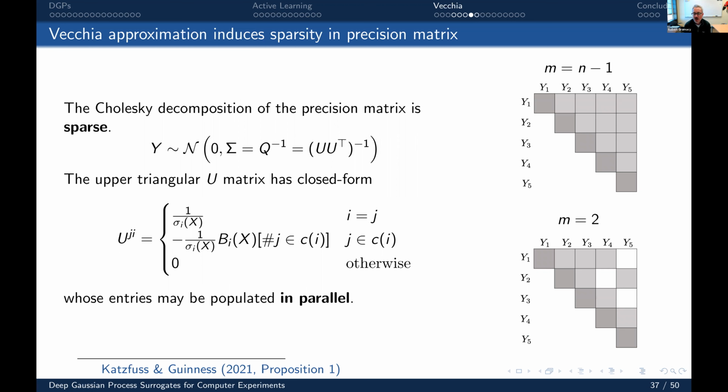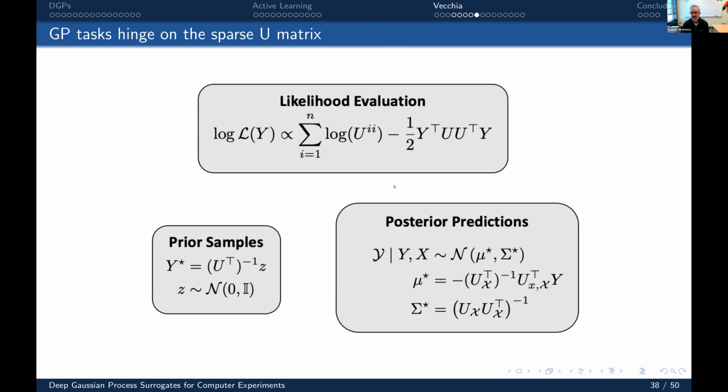You can look at this a lot of different ways. Great paper from 2021 that shows that the Cholesky decomposition of the precision matrix is sparse under the Vecchia approximation, and its components have a closed form that can be calculated in a massively parallel fashion. I'll skip the graphic on the right. They also show that because of that, evaluating the likelihood can be done in terms of that sparse Cholesky factor. So can sampling from the prior and making predictions. So everything can be done through the sparse Cholesky factor with calculations that are smaller than M cubed.